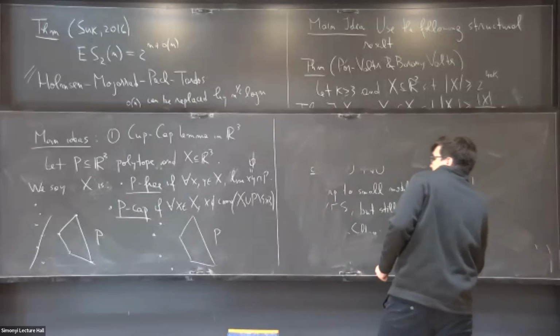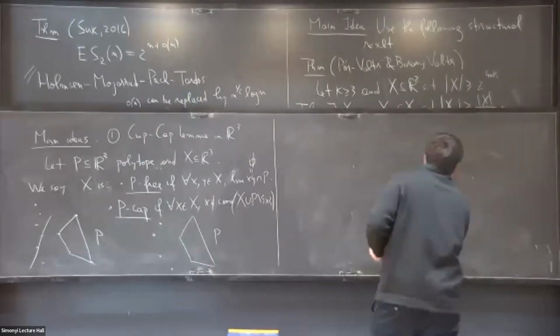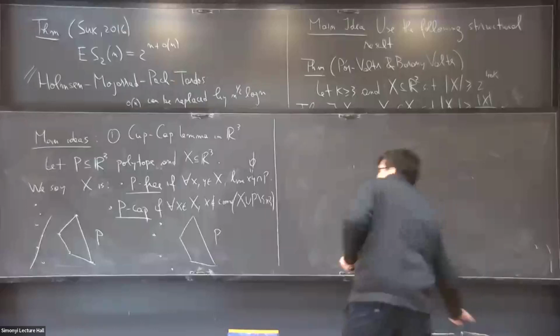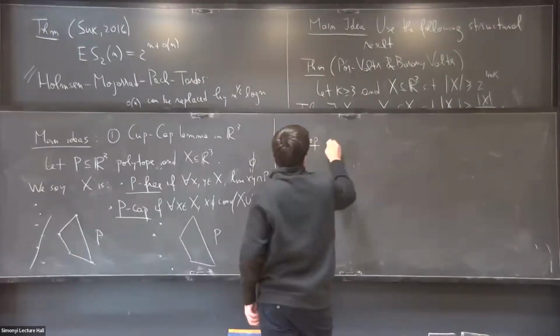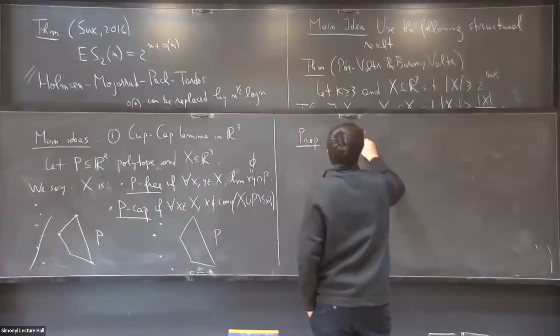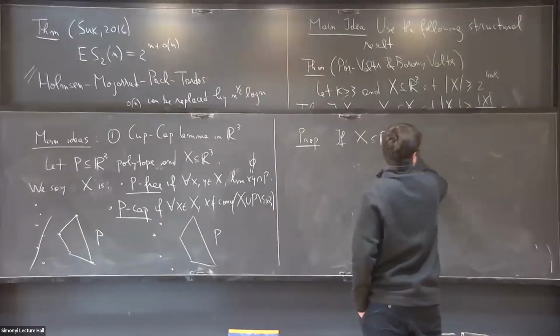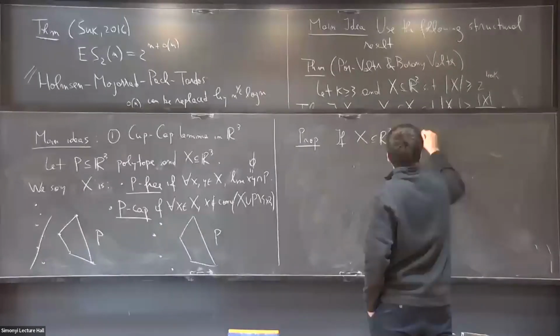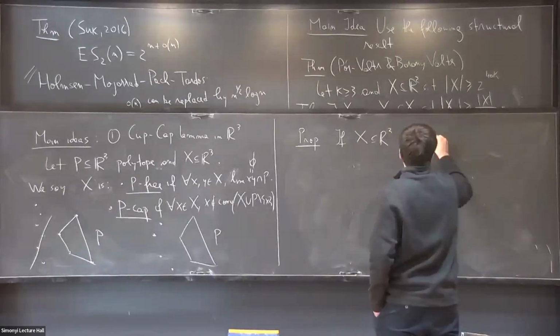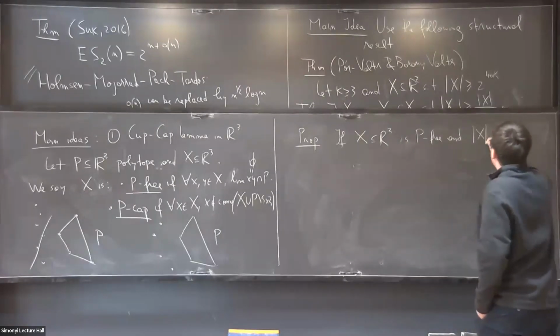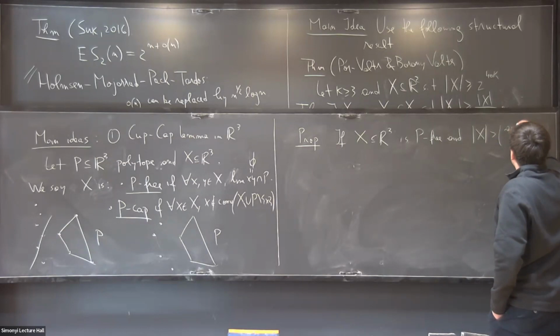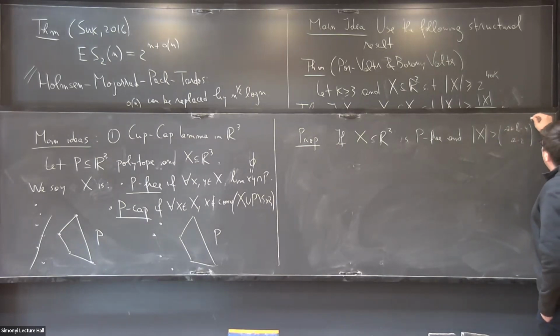So let me use the side of the board. So, proposition: if the P-cup set is large, strictly greater than the binomial coefficient raised to the number of edges, the one-dimensional faces of the polytope.